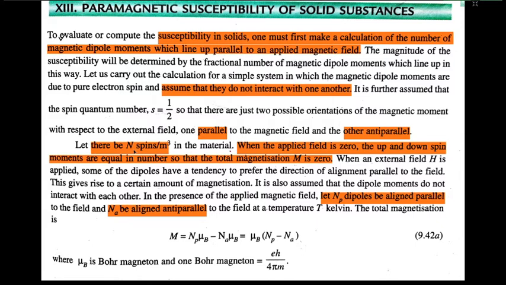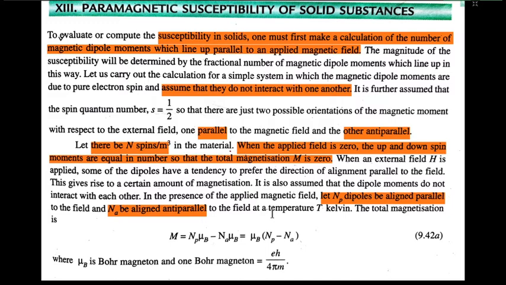Suppose out of this total n number of spins per meter cube, let us say n_p is the parallel dipole moment, and n_a is the anti-parallel dipole moment, for a given temperature and for a given external applied field. Am I clear with this? The presumption is that I have n number of moments, or rather spins, per meter cube. Within this n I have a split: one is the parallel spin and the other is the anti-parallel spin, at that temperature T.